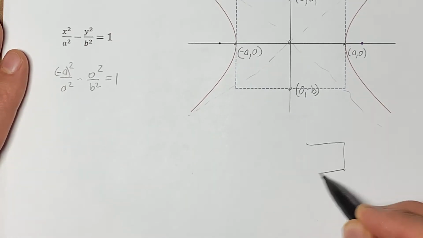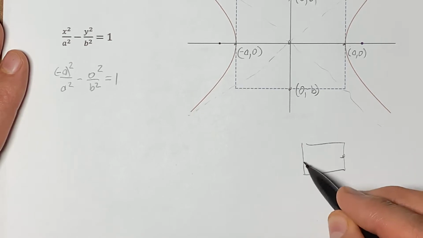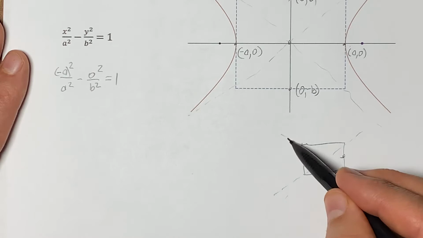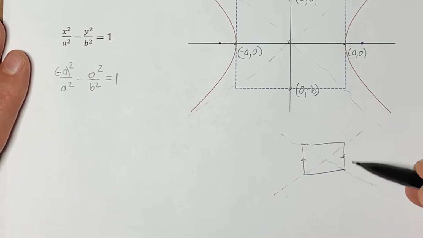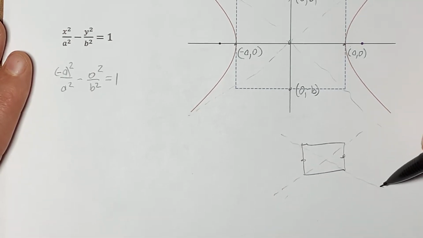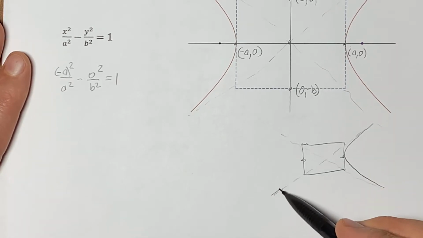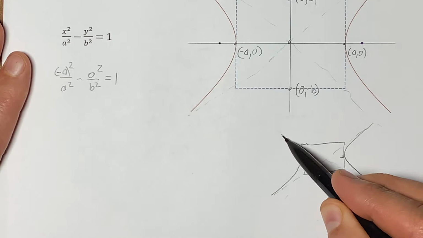Okay, if you have the box, and you have the vertices, then all you do is you draw the slants, and then an asymptote means it's getting really close. So that gives you a really good idea of what your shape is, right?